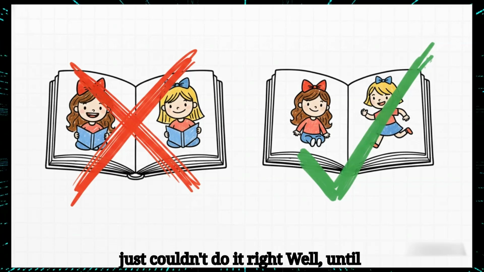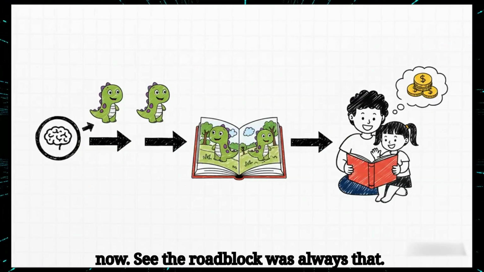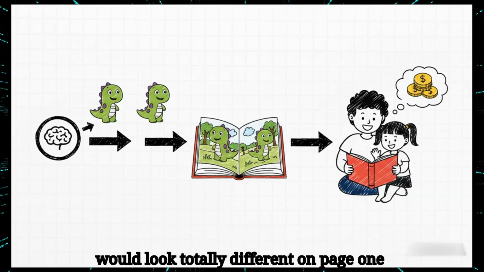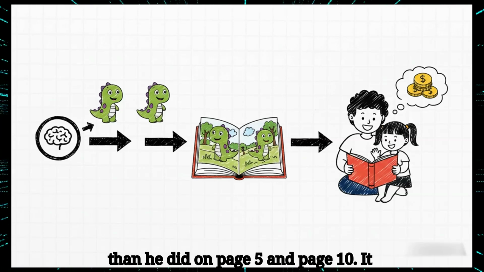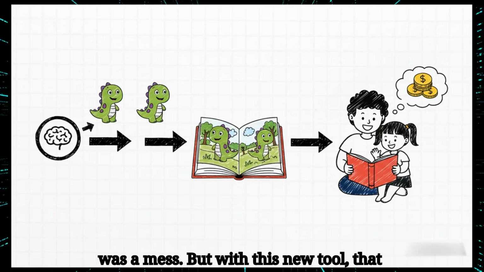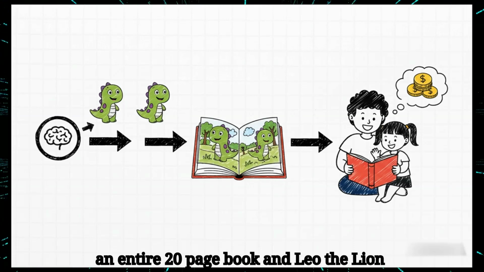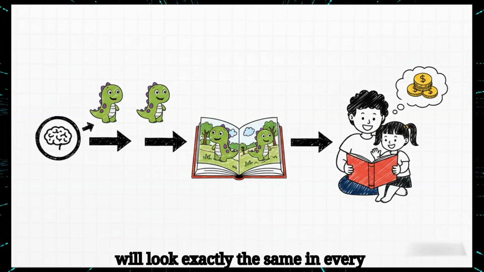Well, until now. See, the roadblock was always that consistency issue. You'd create a character, let's say Leo the Lion, and he would look totally different on page 1 than he did on page 5 and page 10. It was a mess. But with this new tool, that problem is just gone. You can illustrate an entire 20-page book and Leo the Lion will look exactly the same in every single scene.